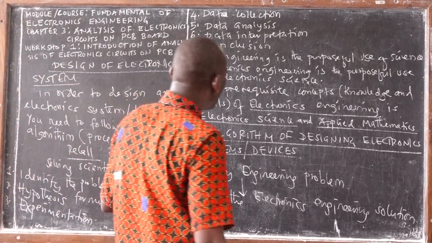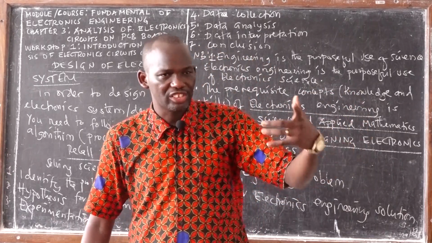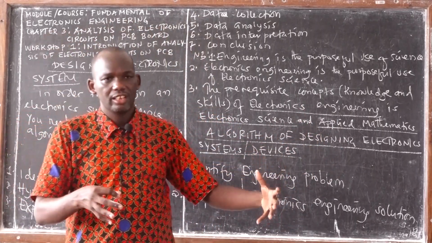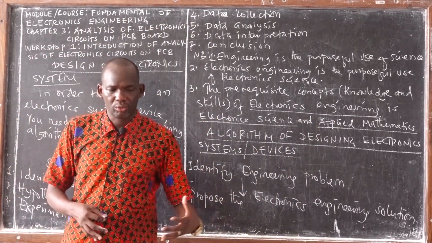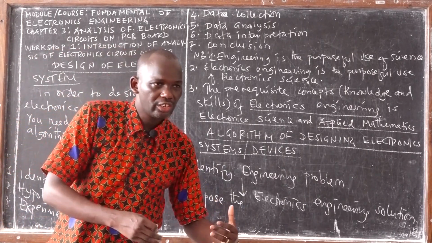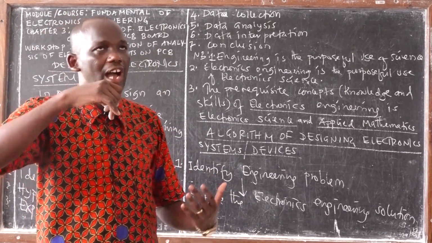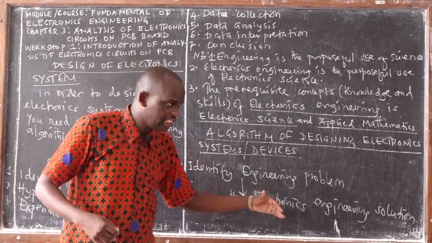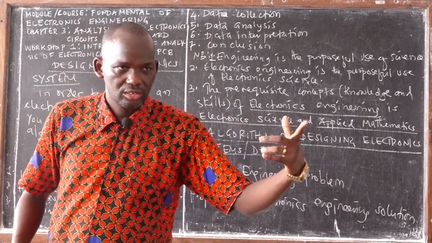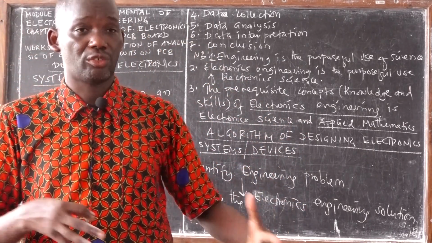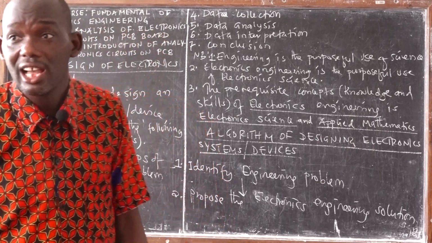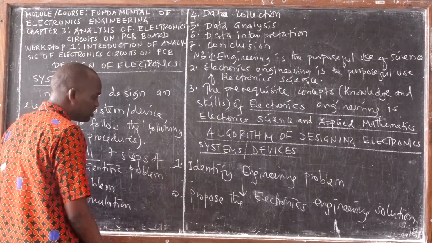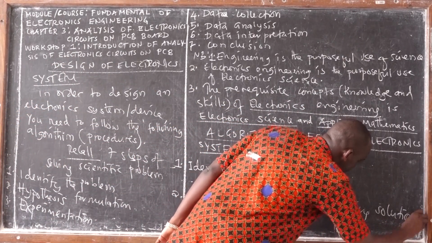So in the proposal, you might propose even more than one electronics engineering solution, right? You should not worry. If you propose, for instance, three solutions for that particular problem, then you can arrange the three solutions and pick one to test if it can fit or solve the problem. Are we together? So this one we call propose the electronics engineering solution or solutions.